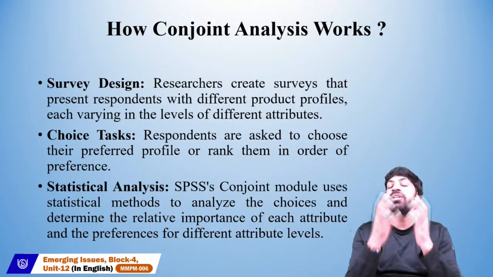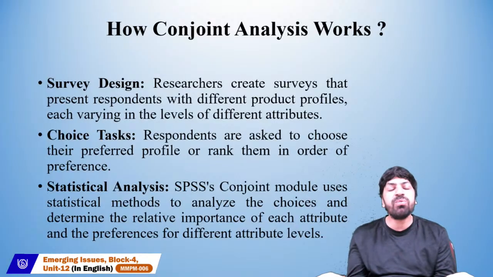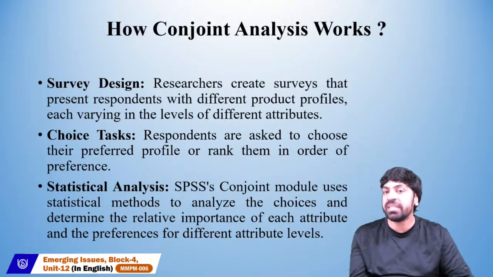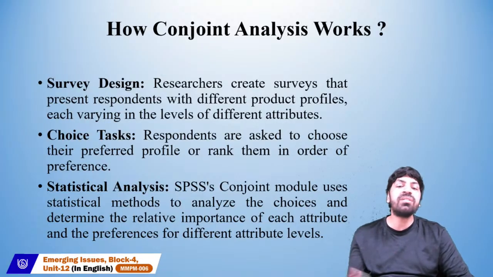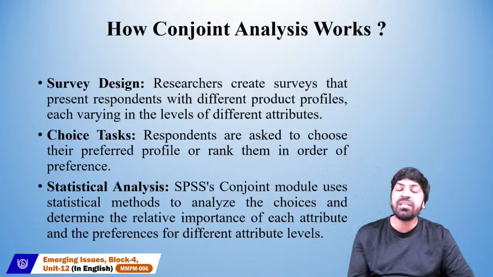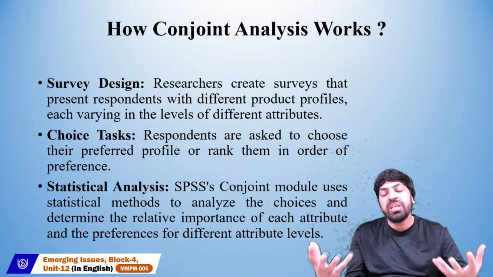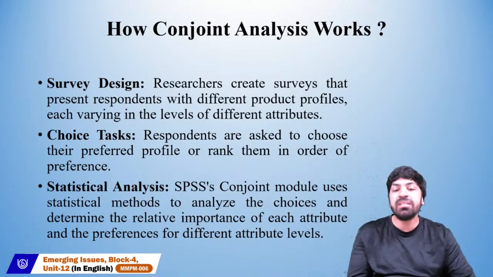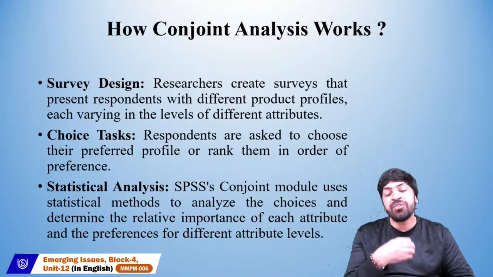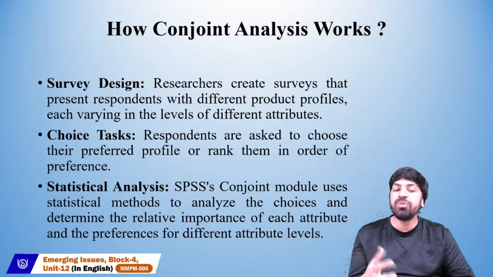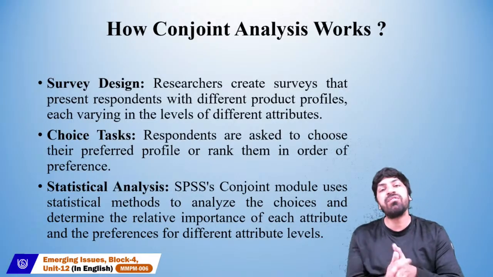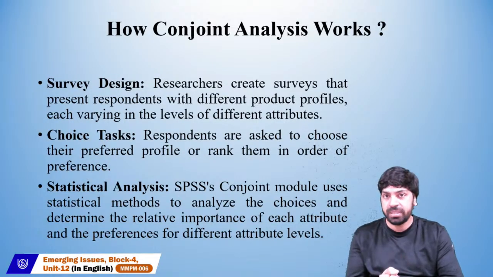So when we talk about the conjoint analysis, we can also use the Karl Pearson correlation coefficient. We can also use the t-test. We can also use the regression analysis tests. We can also use the chi-square test to analyze the choices and what factors are more important when the consumer is making any buying decisions, the relative importance of each attribute the consumers make, and what would be the preferences towards different product attribute levels.